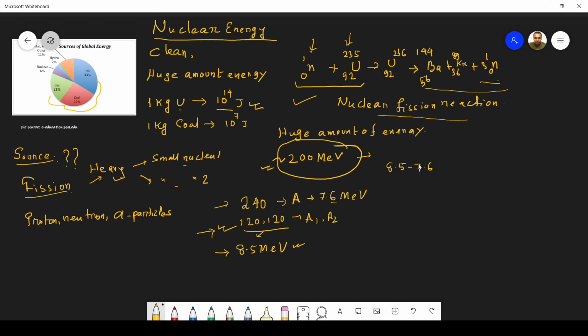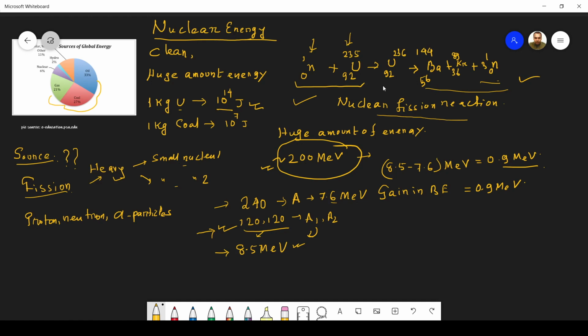8.5 minus 7.6 mega electron volt. So it gives us 0.9 mega electron volt. Okay, so there is a difference in binding energy, or we can say that the gain in binding energy is 0.9 mega electron volt. The gain means the gain after the breaking. Okay, so what we are trying to discuss is how much energy is generated during a nuclear fission reaction like this.